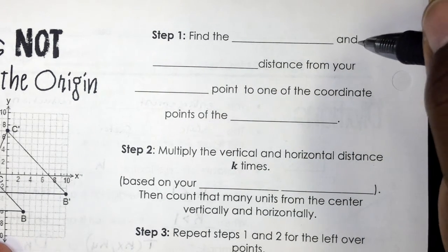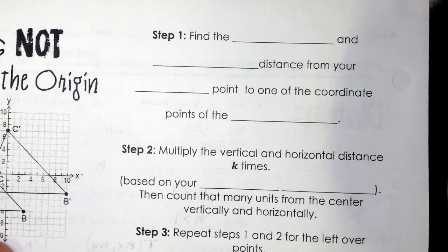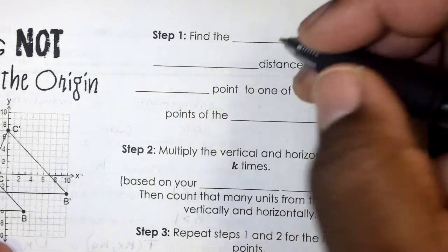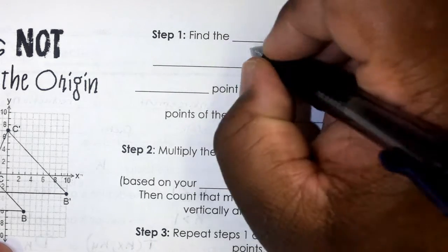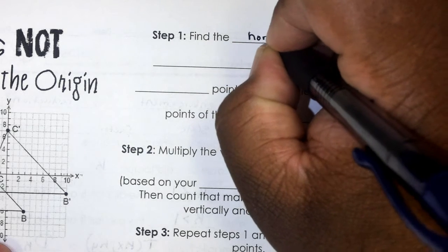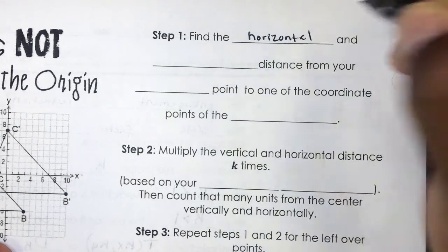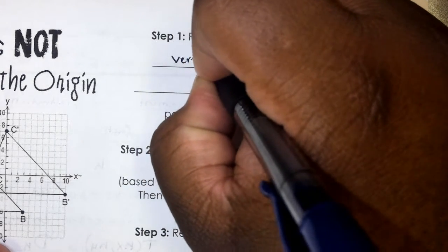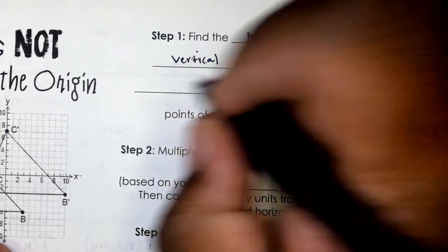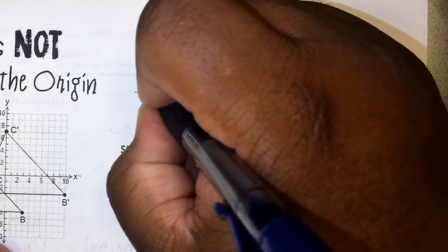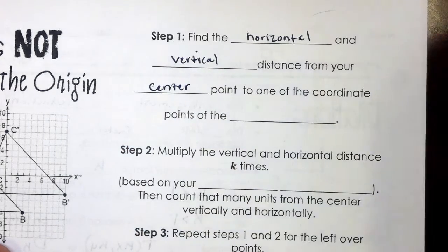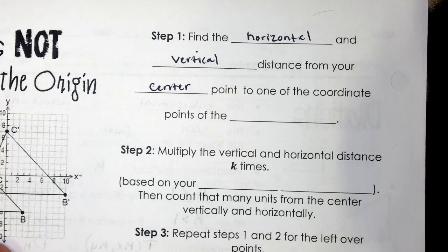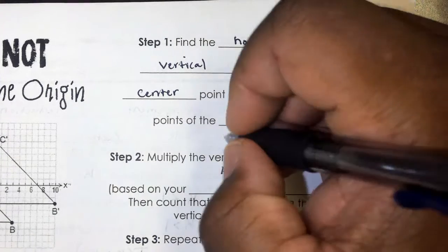Alright, so dilation, not about the origin. First thing you want to do is find your horizontal and vertical distance from your center point. And you want to find that to one of the coordinate points on the pre-image.